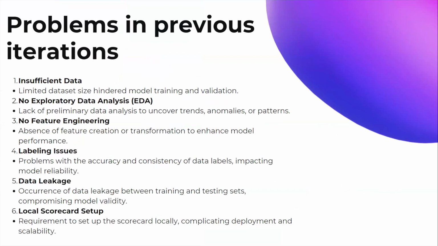The problems that we had in our previous iterations were inefficient data size, lack of EDA, no feature engineering, and some labeling issues. There were data leakage issues, where we were using features that we would not have had in the present scenario. And we had to set up the whole project locally.